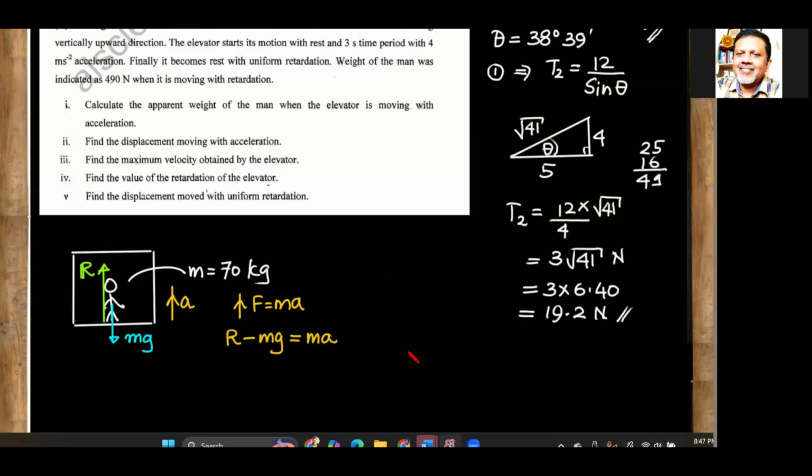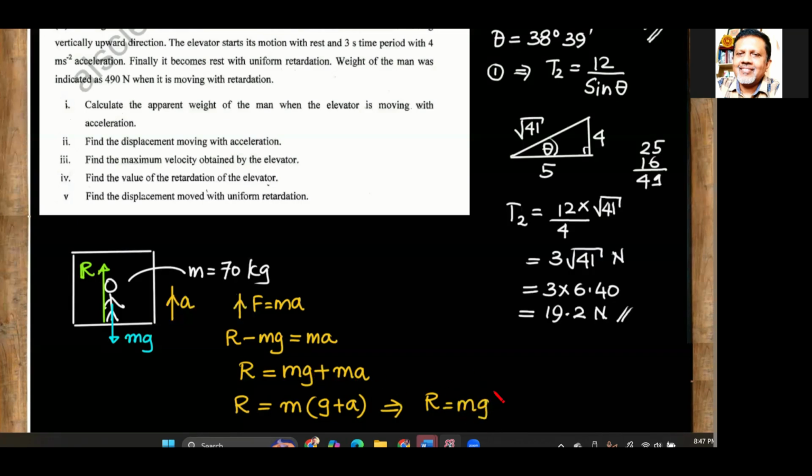And we can see the normal force experienced by the person is now greater than his weight because it is moving with an acceleration. It is equal to mg plus ma. Or otherwise, sometimes we refer to it as m times g plus a, right? R is equal to m times g plus a.